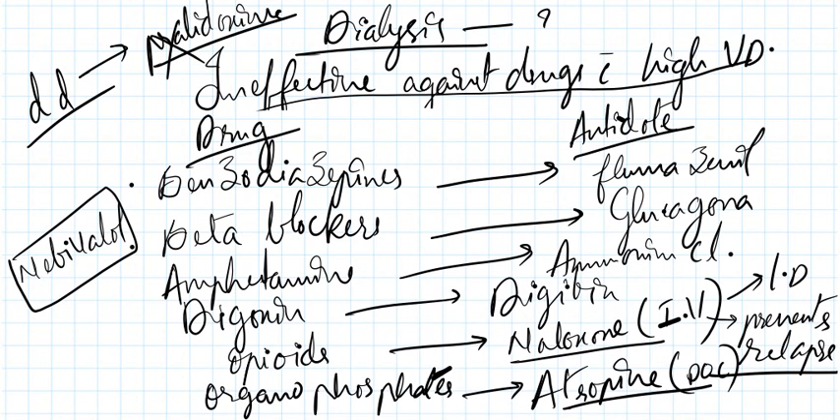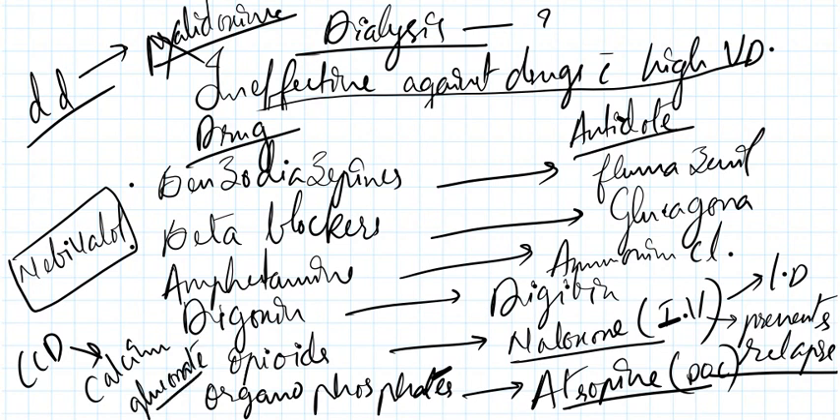Right? Now, what is one more thing? One more example is there. That is CCB, calcium channel blocker. And what is the antidote for calcium channel blocker poisoning? Calcium gluconate. Calcium gluconate is the antidote for calcium channel blocker poisoning, CCB. I think you are clear with this. We will go to the next topic.